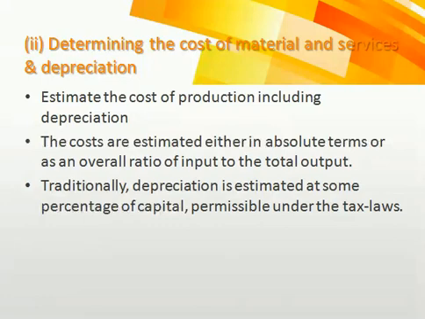So in the first step, we have calculated whatever income we have generated in the period of 1 year. Now in the second step, we are determining what is the cost of material which is being used to generate that income. So this step goes like this: estimate the cost of production including depreciation. The costs are estimated either in absolute terms or as an overall ratio of input to total output. Okay. And that means exactly whatever the cost involved in monetary terms, that is taken in absolute terms or as a ratio of input to output to find out the cost. And traditionally, depreciation is estimated as some percentage of capital permissible under tax law. So as we calculate depreciation in accounting, similarly the depreciation will be calculated in this.